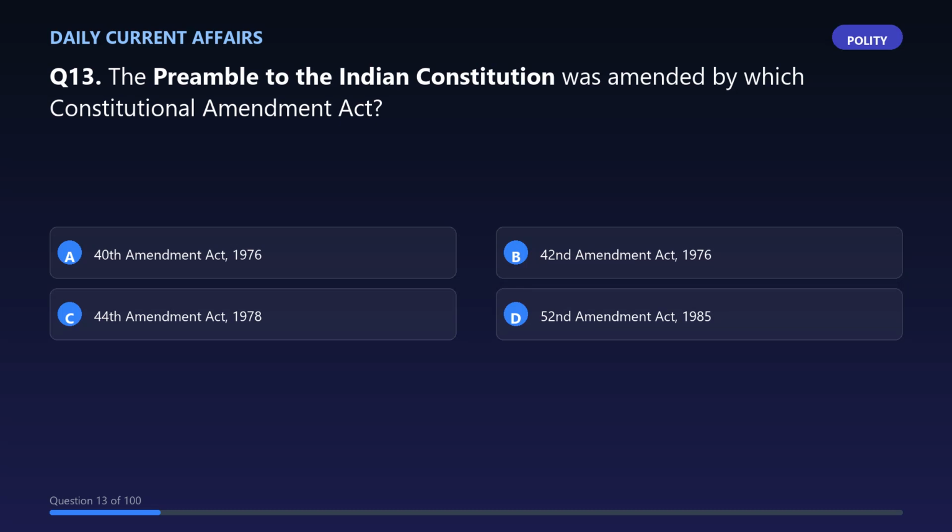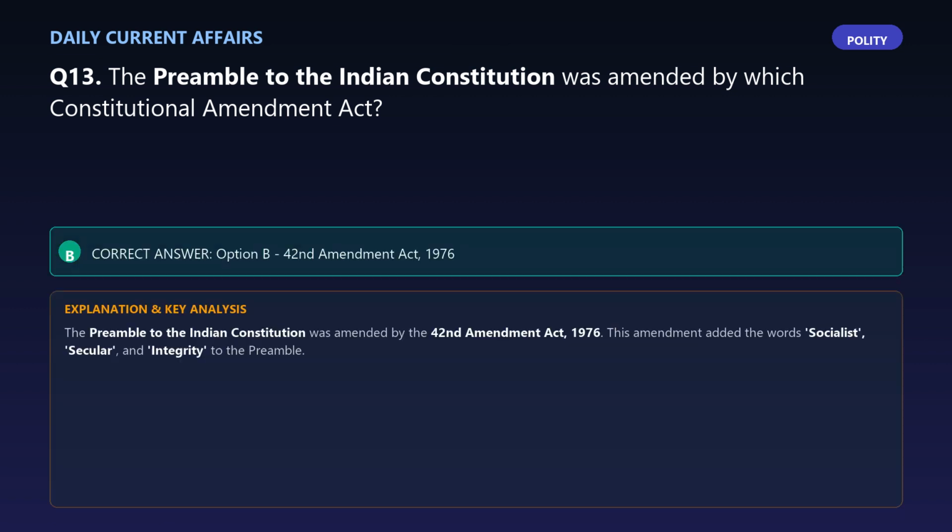Question 13. The preamble to the Indian Constitution was amended by which Constitutional Amendment Act? The correct answer is option B, 42nd Amendment Act, 1976. Explanation: The preamble to the Indian Constitution was amended by the 42nd Amendment Act, 1976. This amendment added the words socialist, secular, and integrity to the preamble.